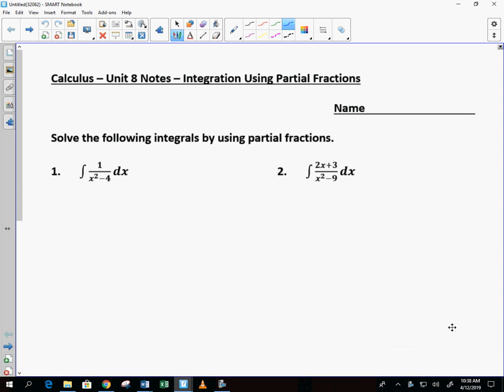Suppose that instead of the integral of 1 over x squared minus 4 dx, it was the integral of 1 over x squared plus 1 dx. What would you say? Arctangent. Everybody agreed? Great. It's got that form to it.